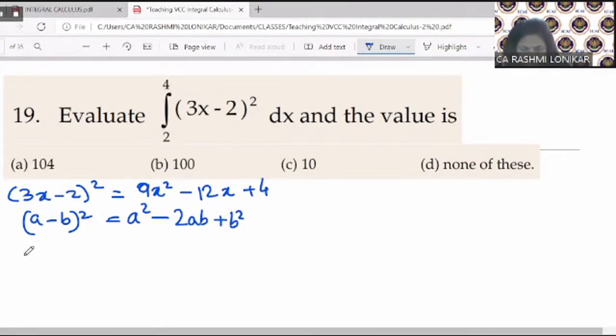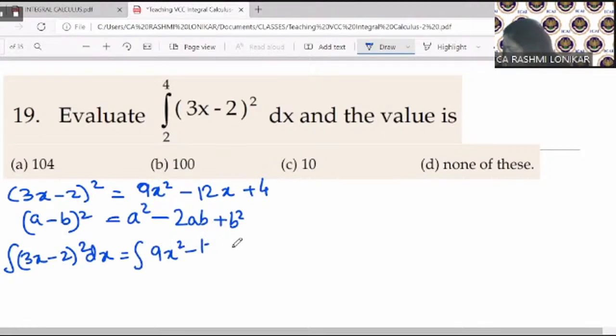So integral of 3x minus 2 whole square dx will be equal to integral of 9x square minus 12x plus 4 dx. So what do I have here?